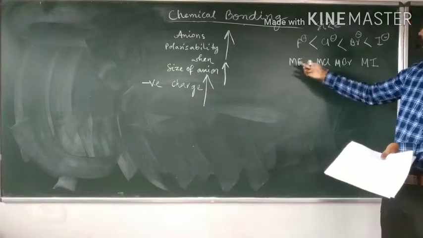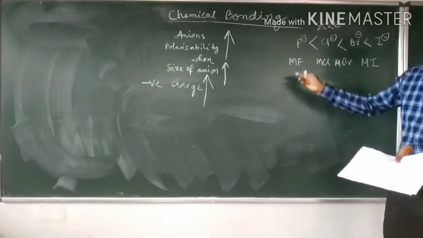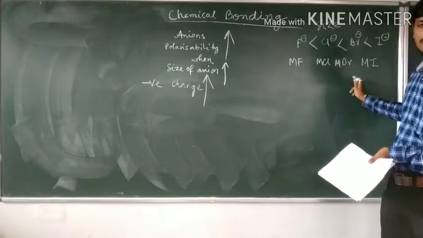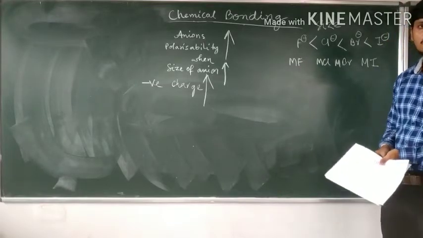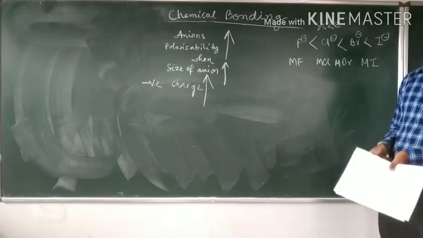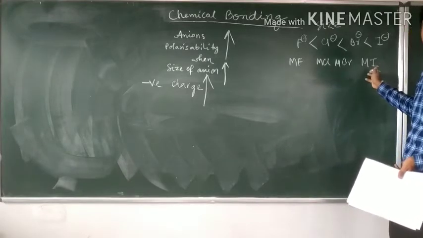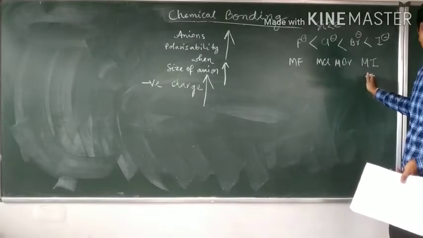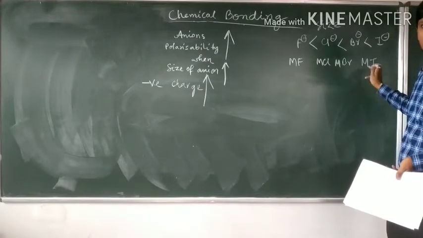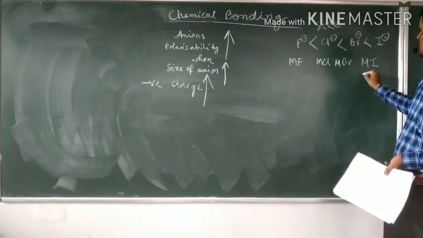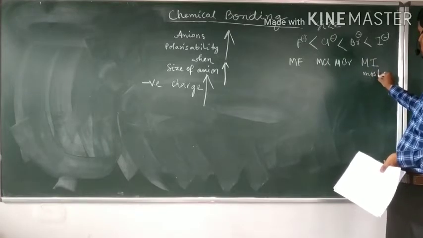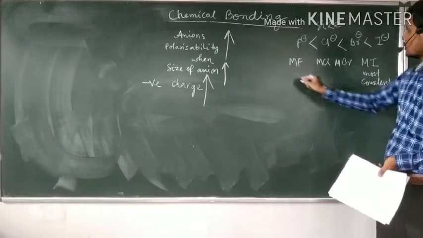The M is the same, which means the difference will be made by the anion. So which anion has the most polarizability? Iodide has the most polarizability. That means iodide will be the most covalent. So this will be most covalent, and this will be most ionic.